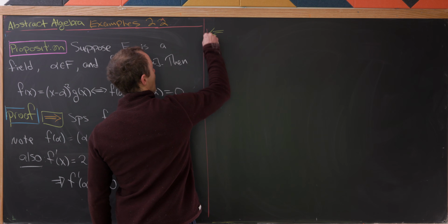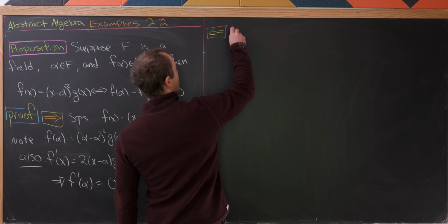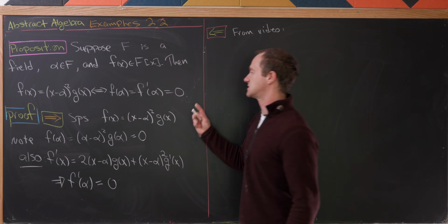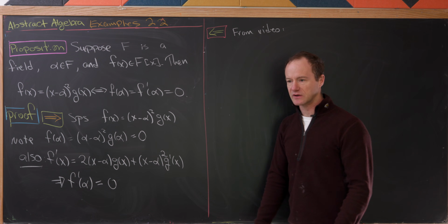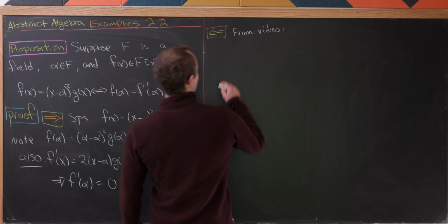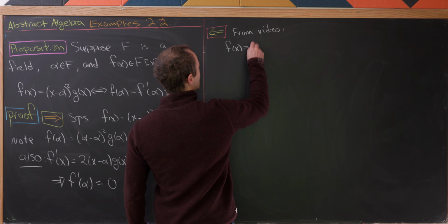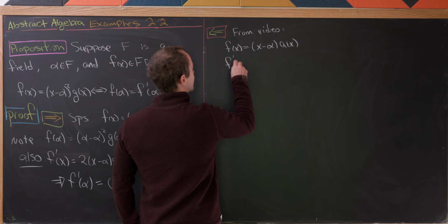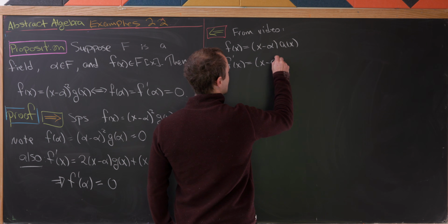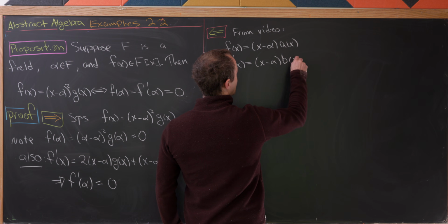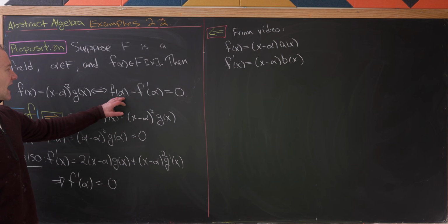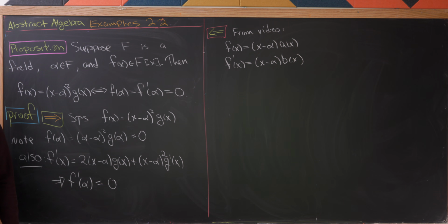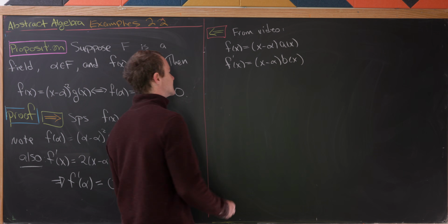Okay, so let's see how that might go. From a result in the video, we know that if something is a 0 of a polynomial, you can factor it out. So what does that mean? Well, that means that f(x) equals (x minus alpha) times a(x), and f prime(x) equals (x minus alpha) times b(x). That's because alpha is a 0 of f and f prime. And now we'll essentially put these two things together.